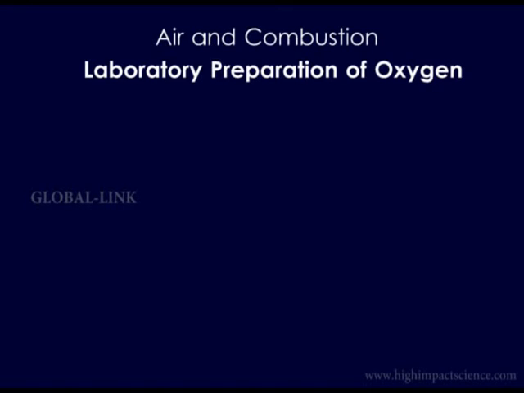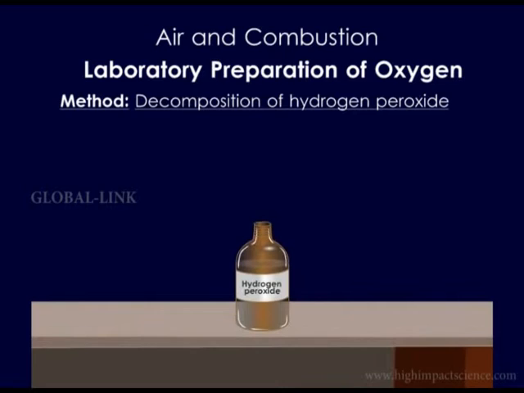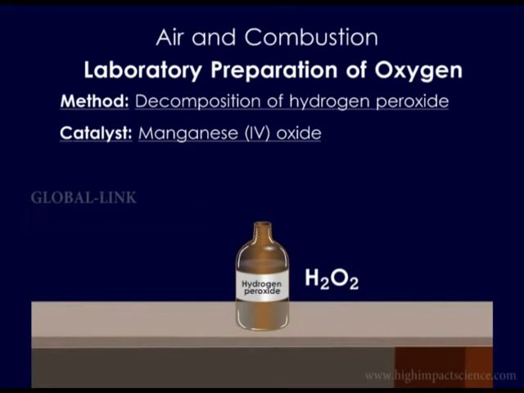Oxygen is prepared in the laboratory by decomposition of hydrogen peroxide. Hydrogen peroxide is a colorless, heavy and strongly oxidizing liquid with a chemical formula H2O2. It is highly unstable and slowly decomposes into oxygen and water. The process can be speeded up by using manganese oxide, which acts as a catalyst.